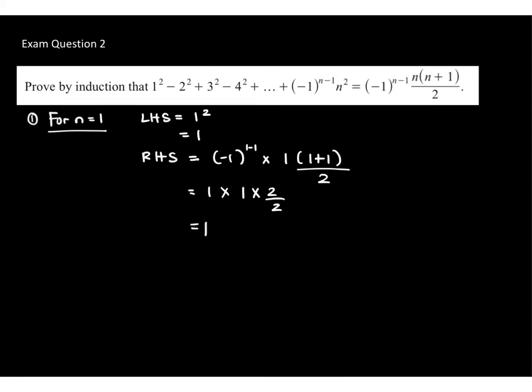There's an awful lot of working just to show that something is equal to 1. So the result is true for n equals 1. Now, next stage, we want to assume that the result is true for n equals k.